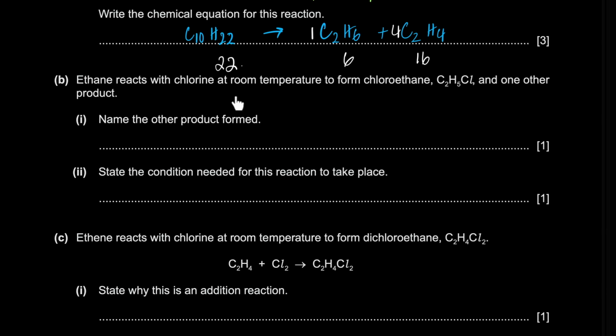Ethane reacts with chlorine at room temperature. So this is a substitution reaction I think they're referring to. Chloroethane and one other product. Name the other product. Well, that's HCl. State the condition needed for this reaction to take place. You need no conditions aside from UV light.